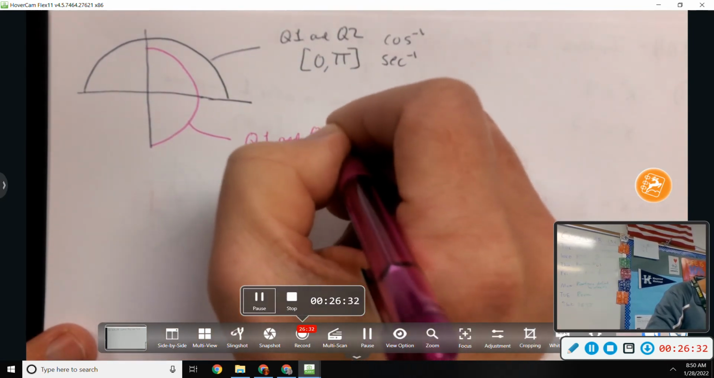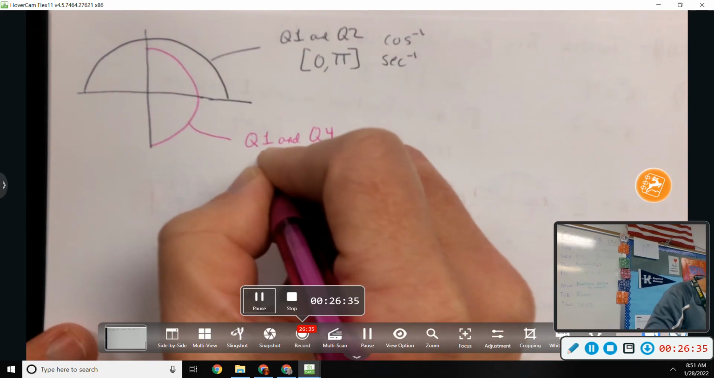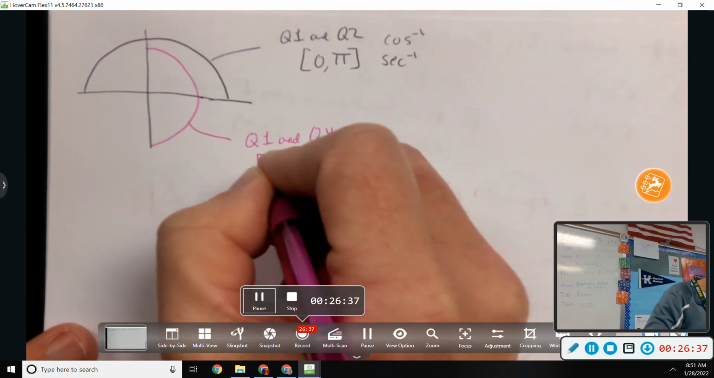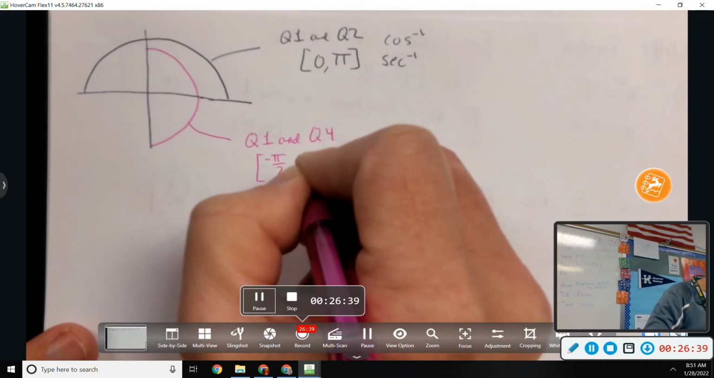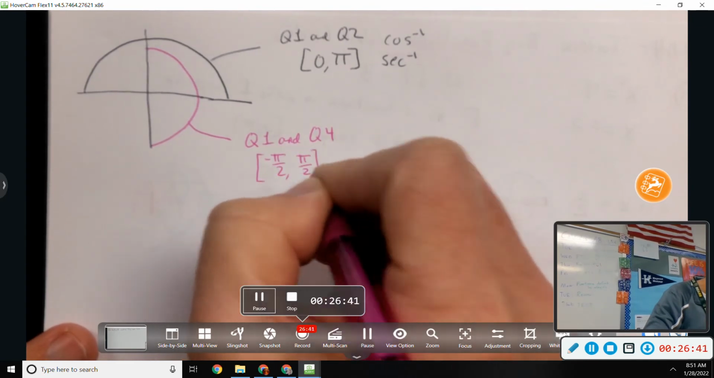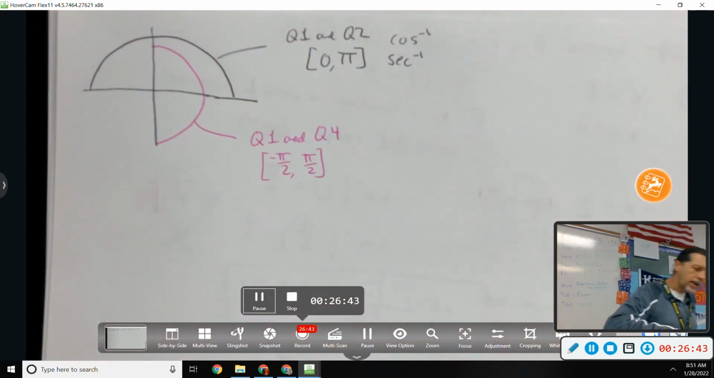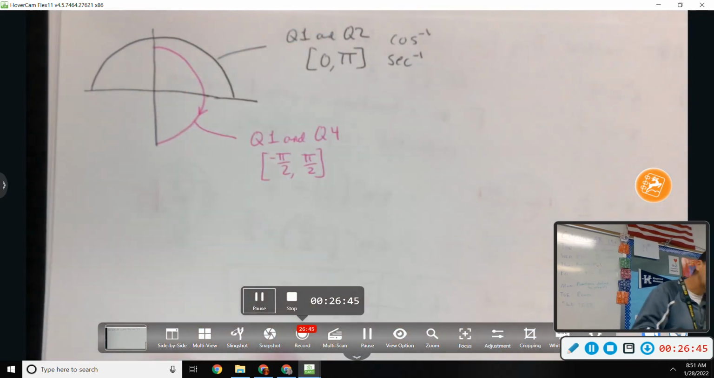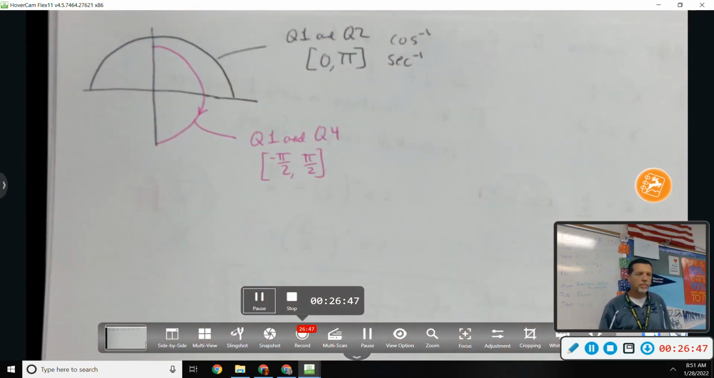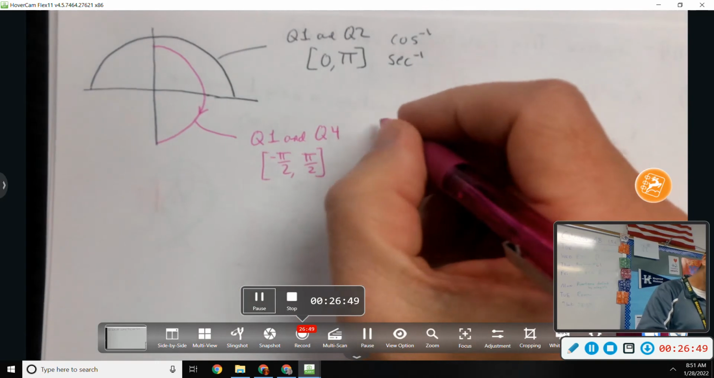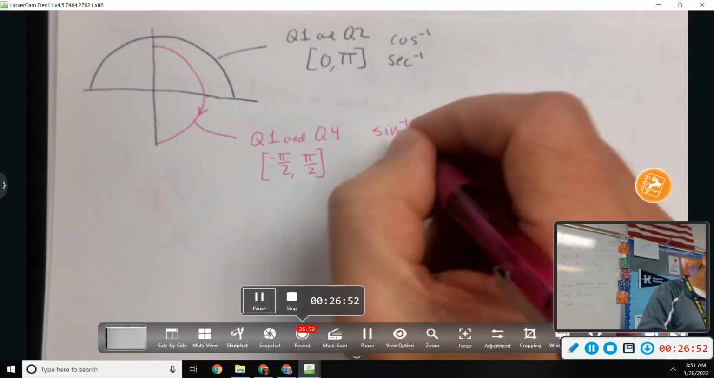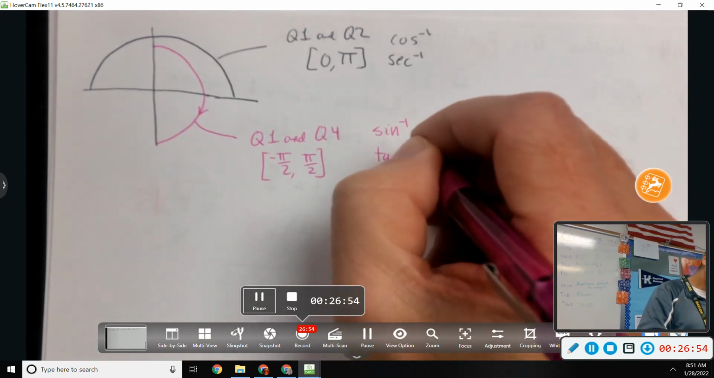And some of them are in quadrant 1 and quadrant 4. The big deal here is if you're in quadrant 4, you have to go the negative way to get there. You can't go the long way around. You got to go the backwards way to get there. That was inverse sine, inverse tangent.